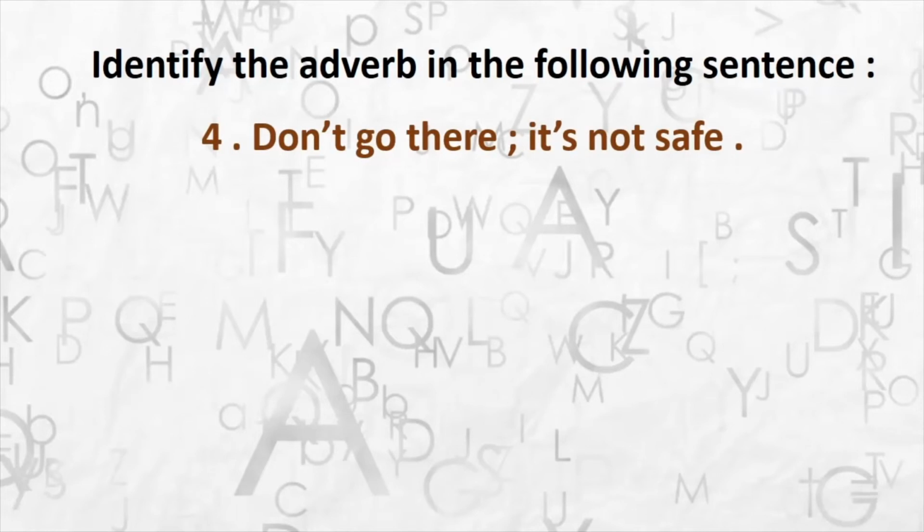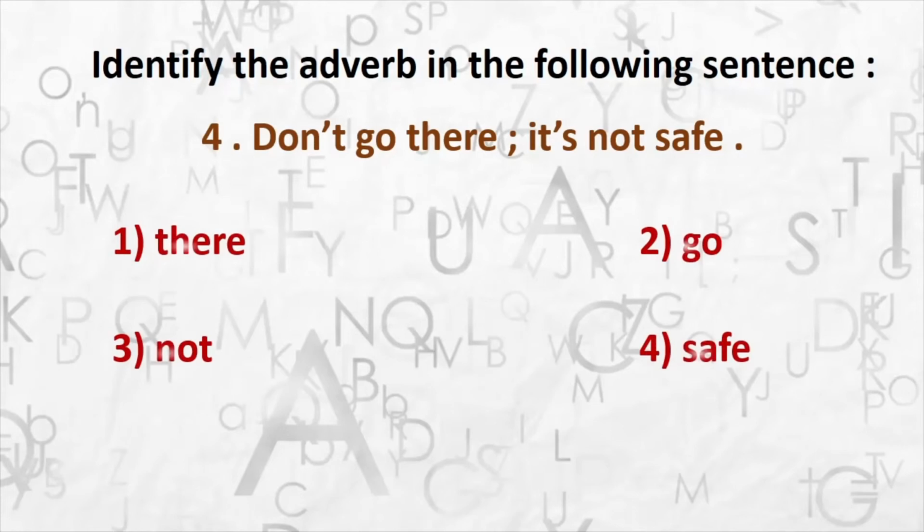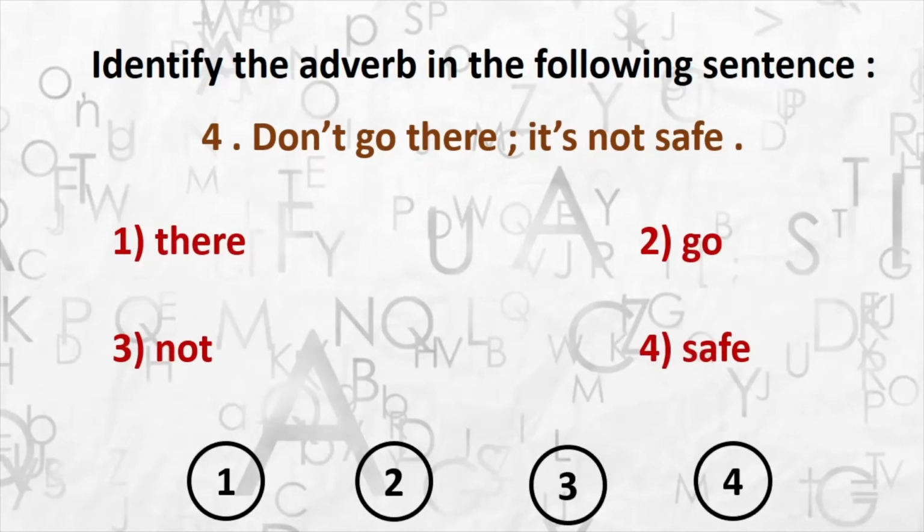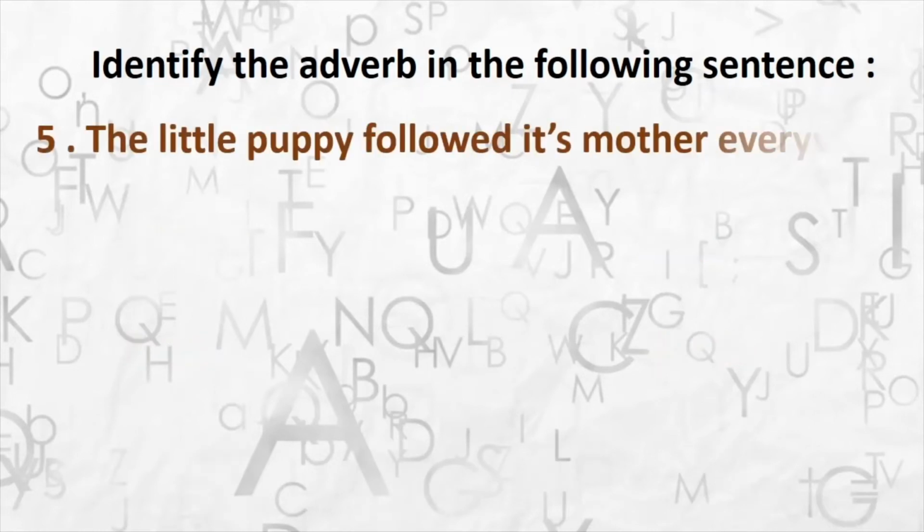Coming to the 4th one. Don't go there. It's not safe. So you have the words there, go, not, safe. So which one is the adverb, children? It is the first one, there. Don't go where? There. So it is adverb of place. Alright, let's move on and let's do the next one now. That is the last question in this pattern.